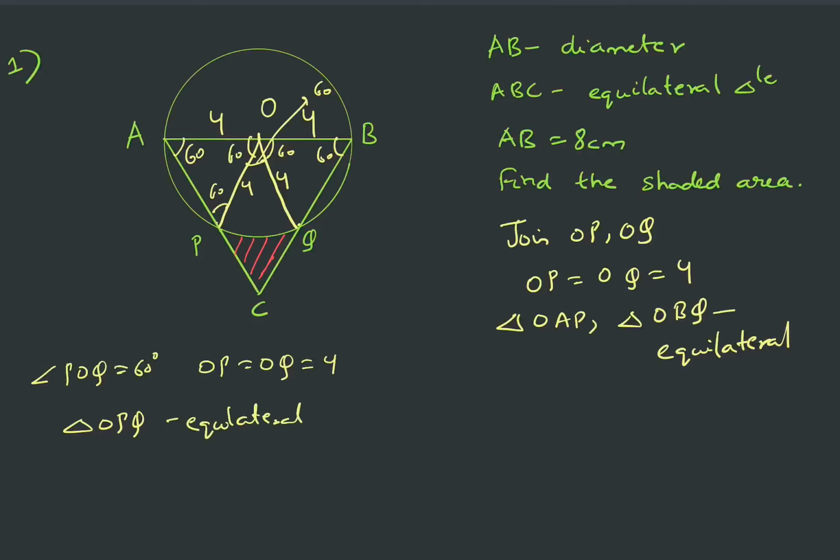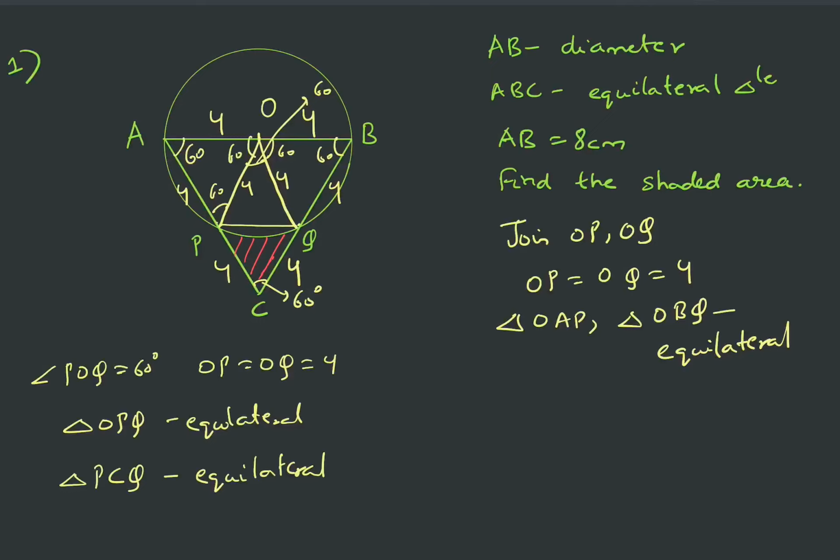And also since AP is 4 and BQ is 4, then PC and QC are also 4, and angle C is anyway 60 because ABC itself is an equilateral triangle. So then we have triangle PCQ as an equilateral triangle. Okay, so all these triangles are equilateral. So now to find the shaded area, let us join PQ.